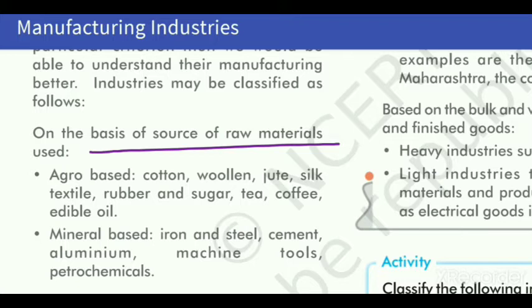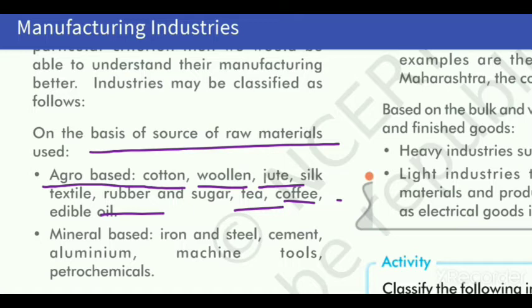The first one is agro-based industries. Agro-based industries are those industries which use agriculture products as a raw material. For example, cotton textile industry, woolen, jute, silk, rubber, tea, coffee. These are examples of agro-based industries.